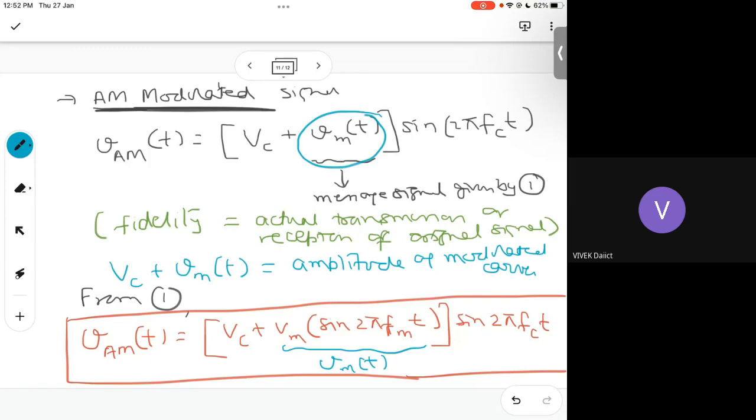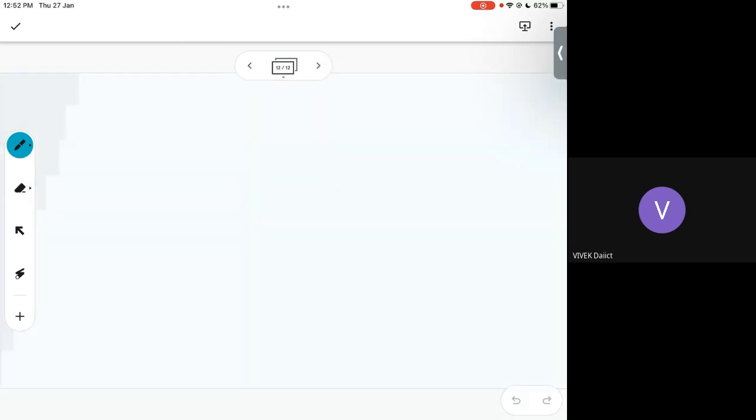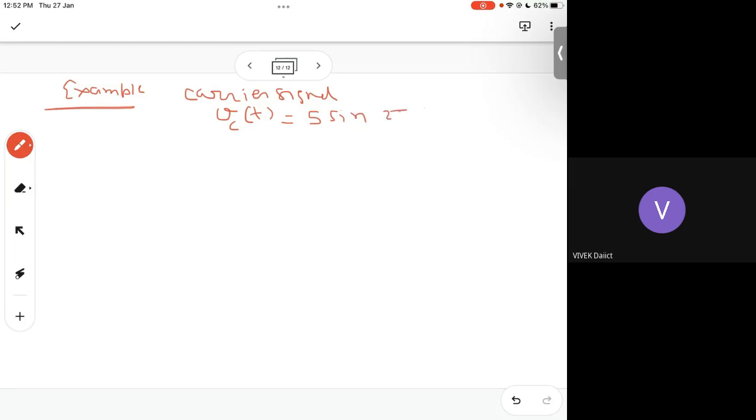Let's do one example, how this thing takes place. So I take one example. Suppose I have a carrier signal, which is given as VC(t) is equal to 5 sine 2 pi into 10 to power 6 t. Okay.